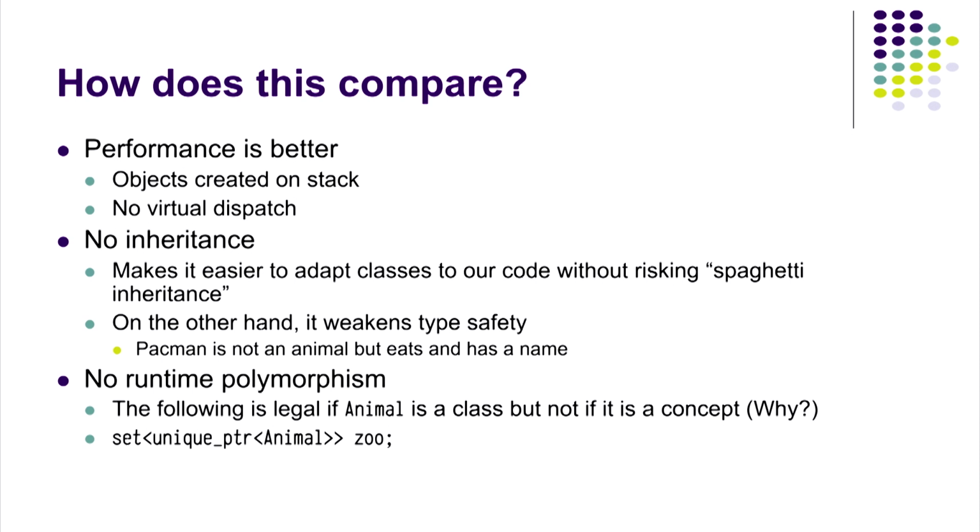A memory allocation typically takes hundreds of machine instructions, right? There's no inheritance, so it's easier to adapt classes to our code without risking having to do a million different things to inherit from. On the other hand, while it doesn't lose static type safety, it weakens it a little bit. So Pac-Man isn't an animal, but eats and has a name.